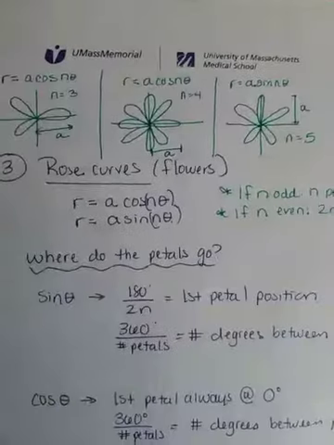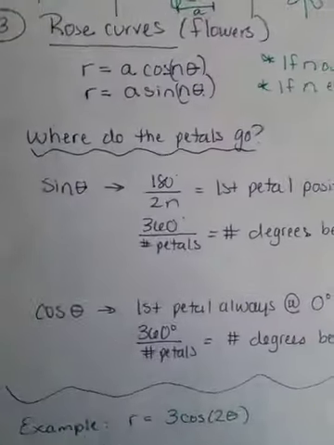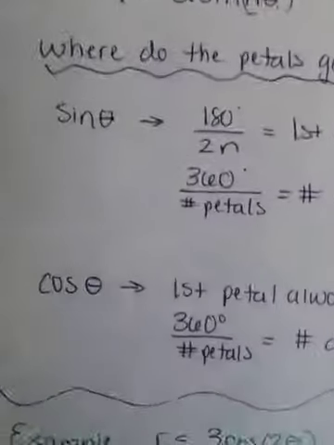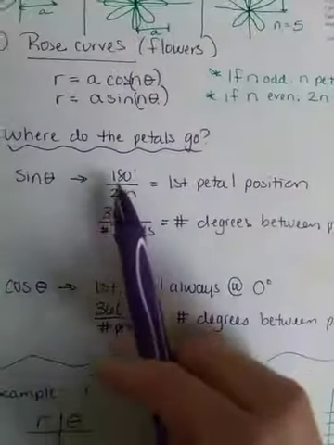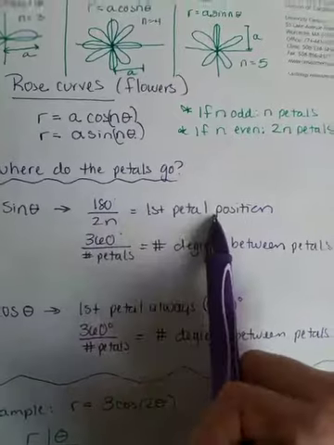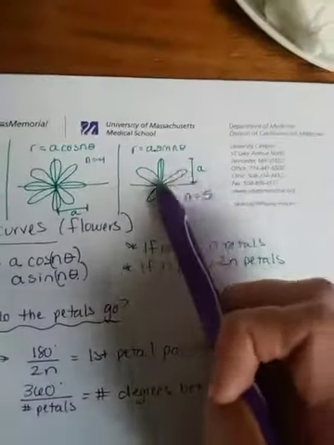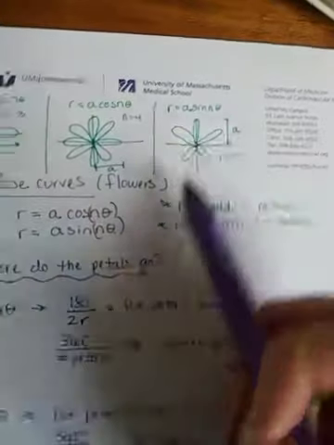All right, so what does that all mean? Where do the petals go? How do you actually graph these sorts of equations? If it was a sine one, there are 2 little expressions you can use to help yourself. You take 180 degrees and divide by 2n. That tells you your first petal position. So notice this one up here, our first petal position is right here. Again, that was just a sketch.